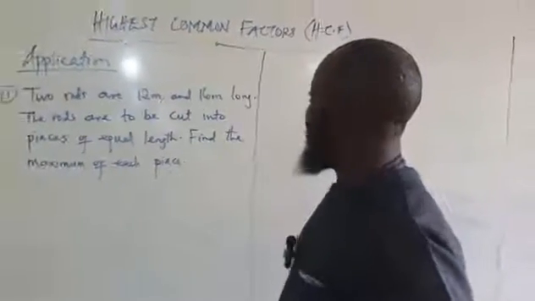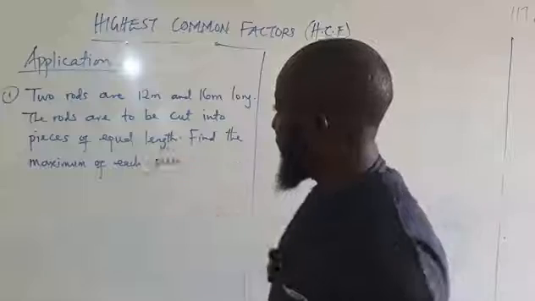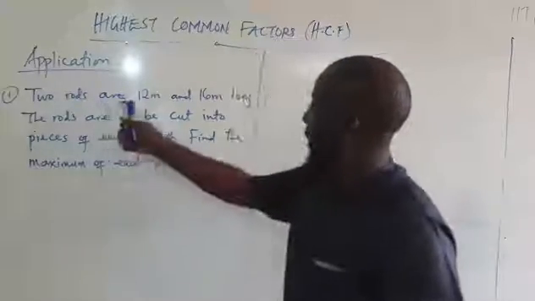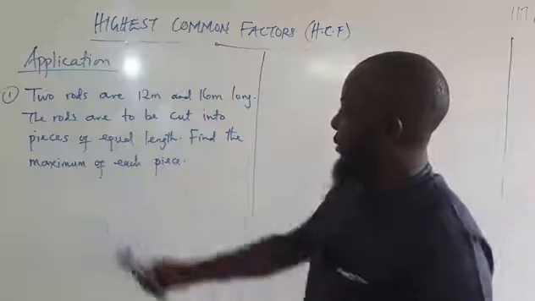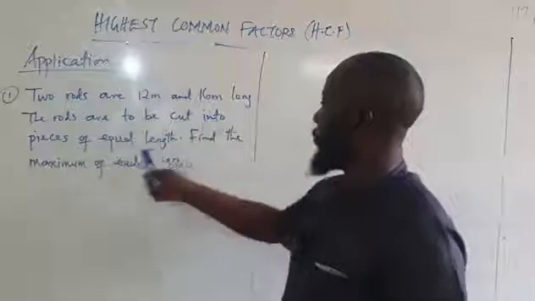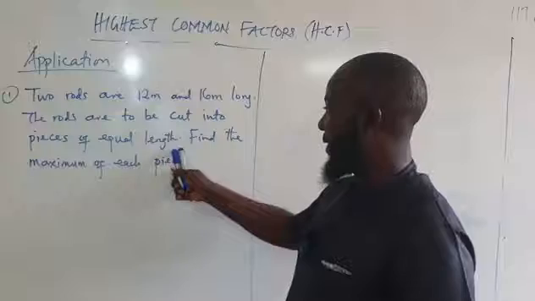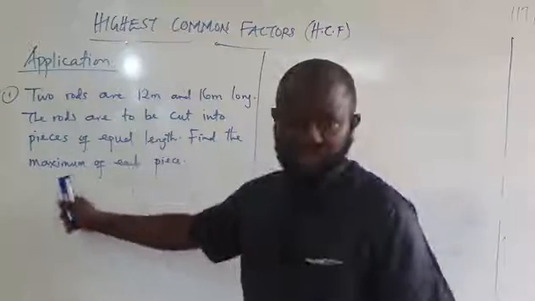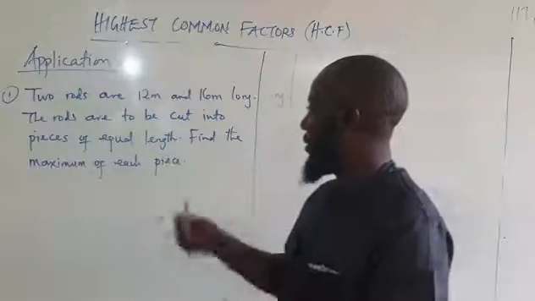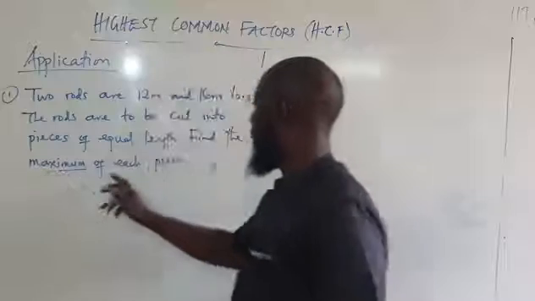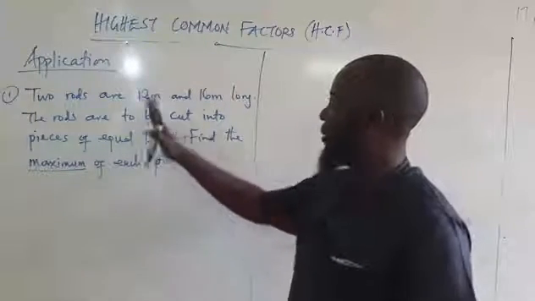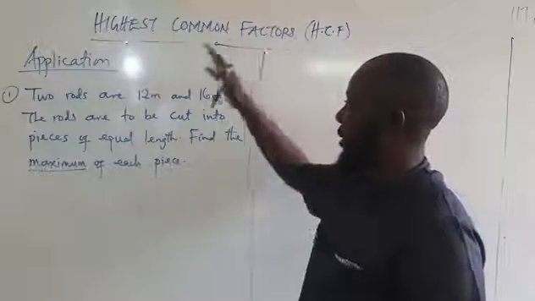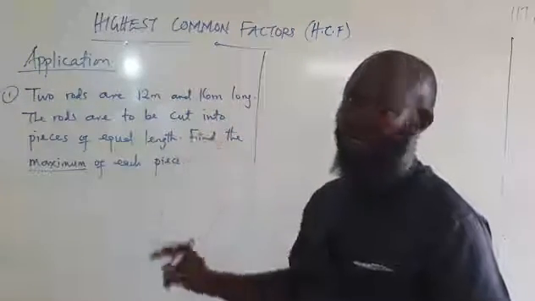So we want to look at application to this HCF right now. So let's look at this. Two rods are 12 meters and 16 meters long. The rods are to be cut into pieces of equal length. Find the maximum. Take note of this. Maximum of each piece. Now, I will do it without applying this. Then we compare the two and see if we're going to get the same answer.